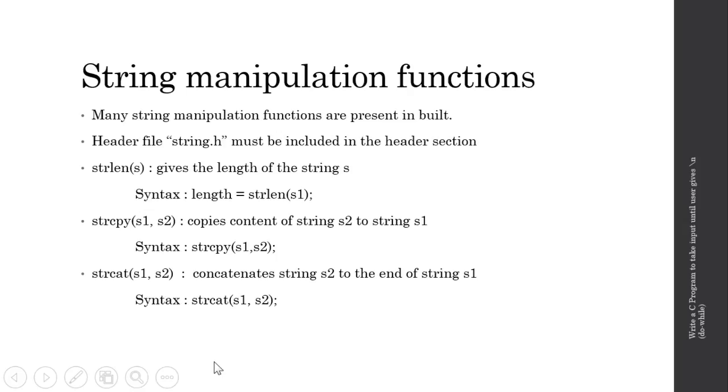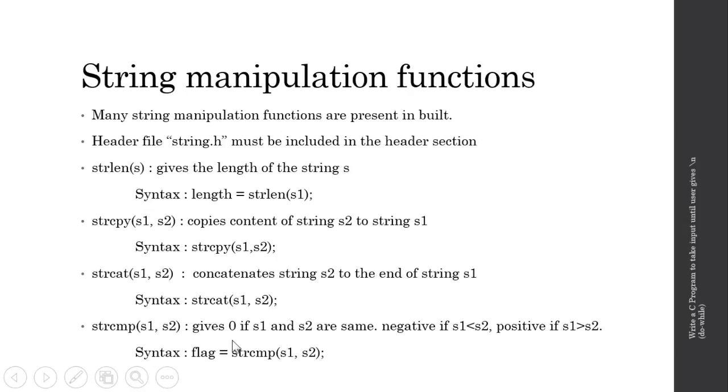Next, we have the strcmp function, which compares two strings. It gives 0 if s1 and s2 are the same. It gives a negative value if s1 is smaller than s2, and a positive value if s1 is greater than s2. The example for this is flag = strcmp(s1, s2). Remember that the length variable and the flag variable are both integer variables, because length stores the length of the string, and flag stores a negative, positive or zero value when strcmp is used.